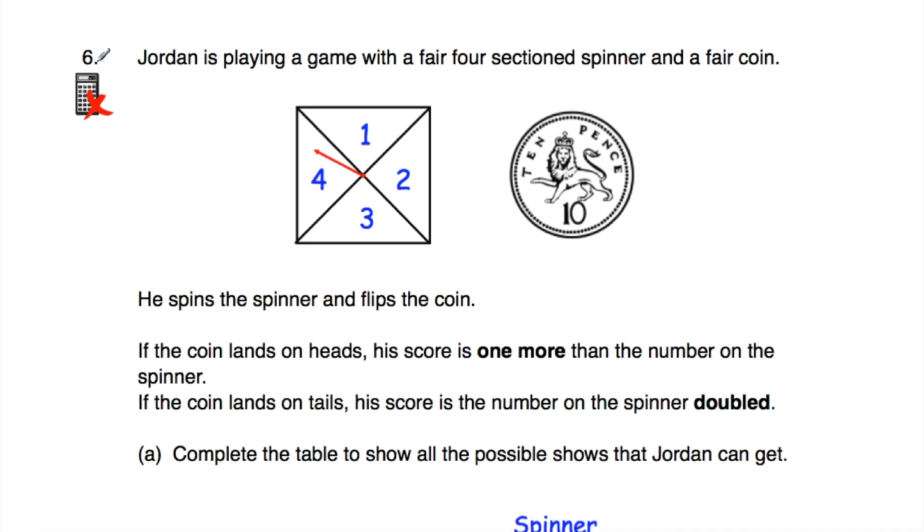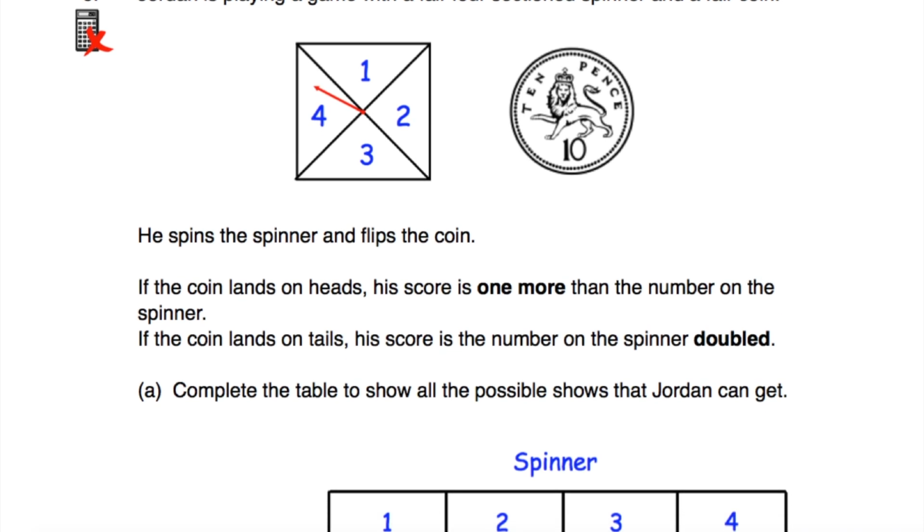Okay, let's have a look at our next question, question number 6. It says Jordan is playing a game and he's got this spinner and a fair coin, and he spins the spinner and flips the coin. If the coin lands on heads, his score is going to be 1 more than the number on the spinner. And if his coin lands on tails, his score is going to be double the number on the spinner. And part A says complete the table to show all the possible scores that Jordan could get.